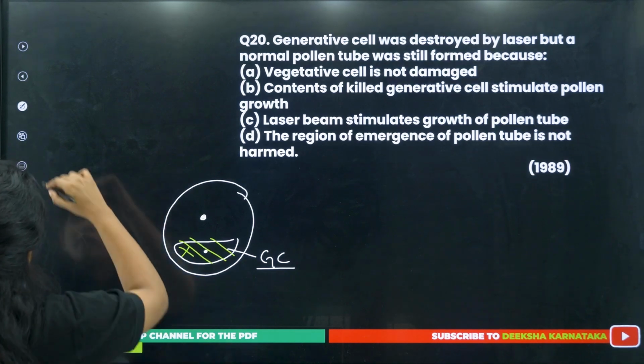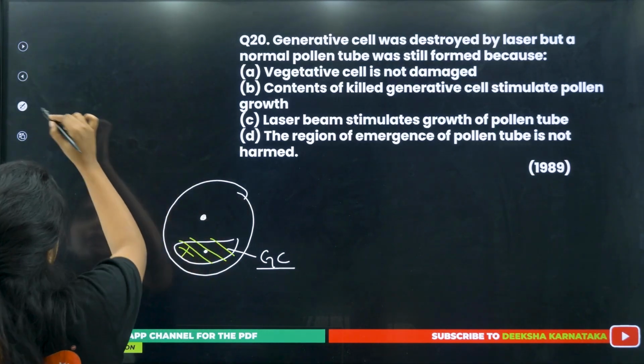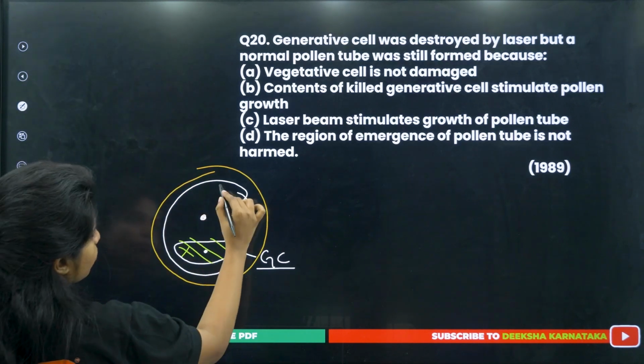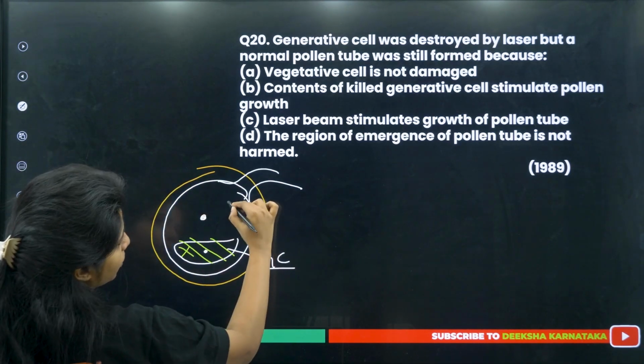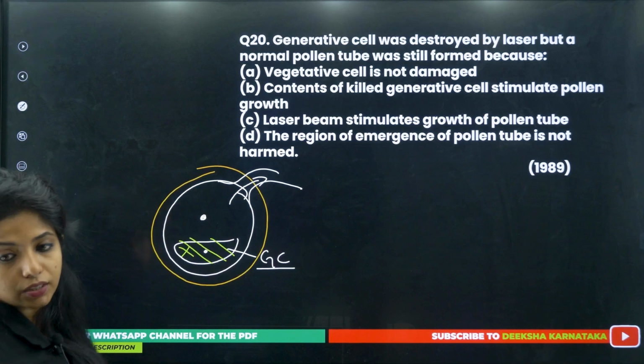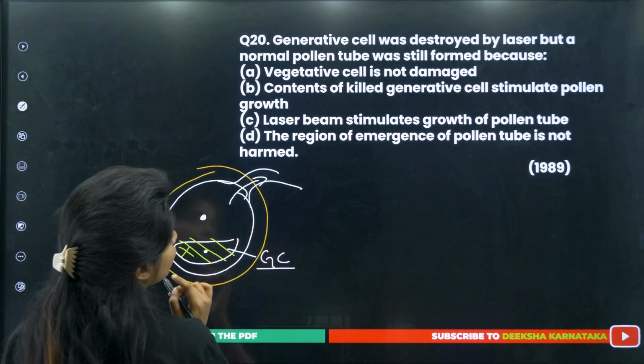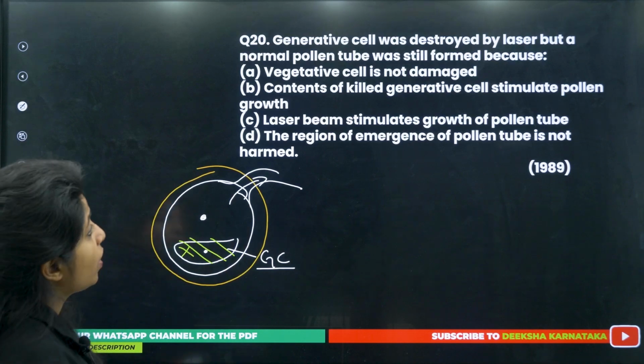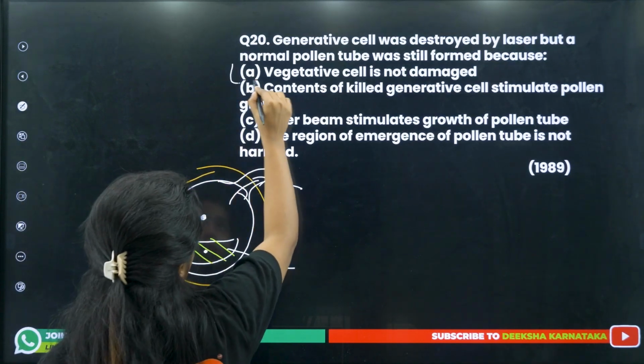Why? Because if you remember, there are layers around it, and this vegetative cell is the one that is going to form the pollen tube. This vegetative cell is not damaged, pollen tubes can still be formed, okay. So vegetative cell is not damaged, that is the correct answer.